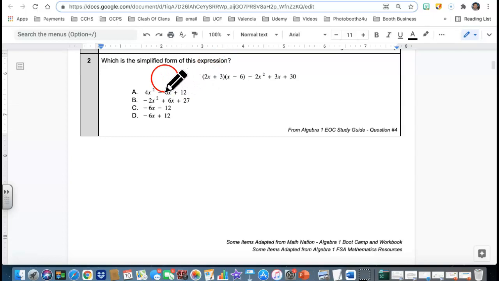So number 2, the question is, which is the simplified form of this expression? They give me an expression. What do I need to do? I need to solve it. Okay, so here we go. I have 2x plus 3 times x minus 6, minus 2x squared plus 3x plus 30. As you can notice, I have 2 parentheses here. So that's the first thing that I need to do.